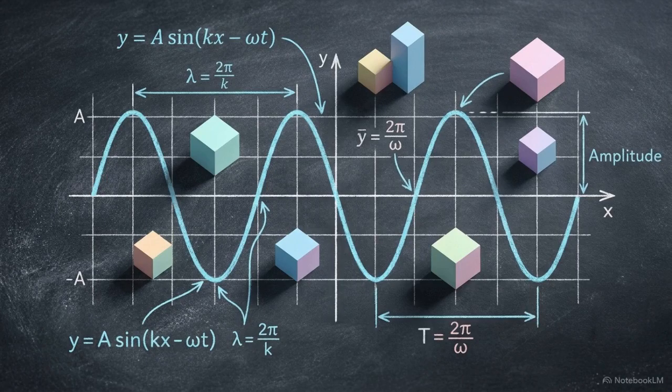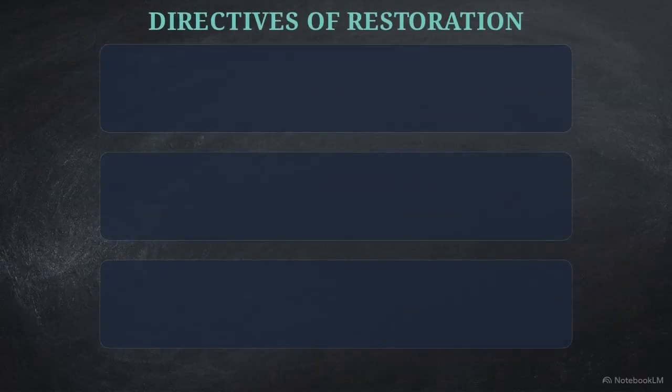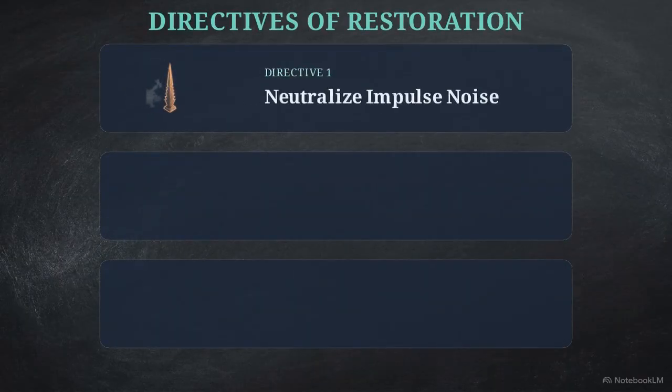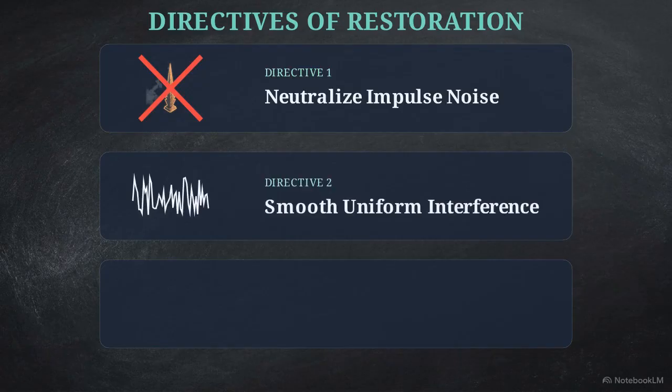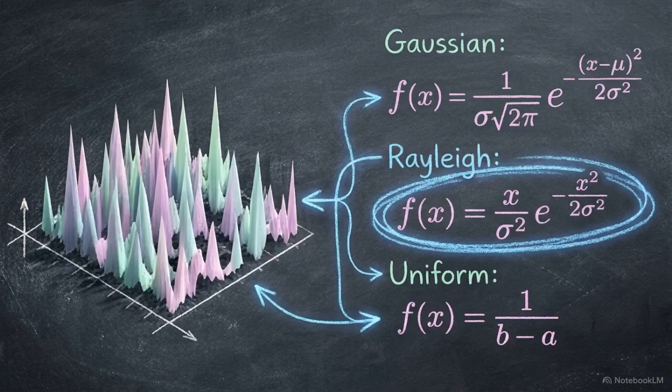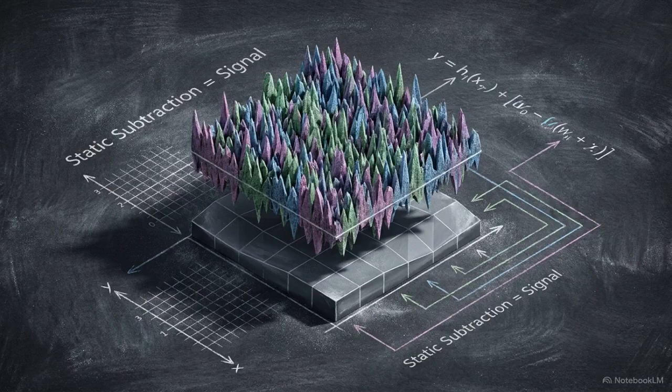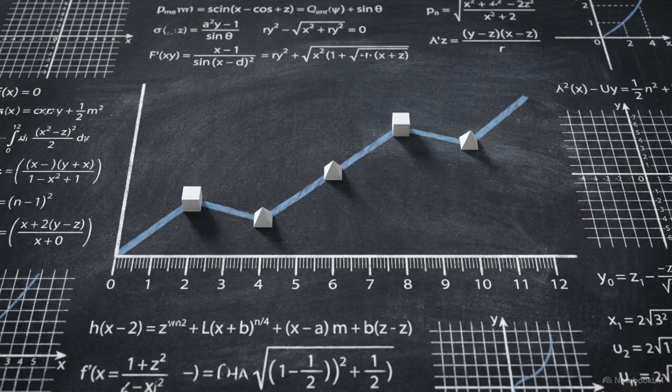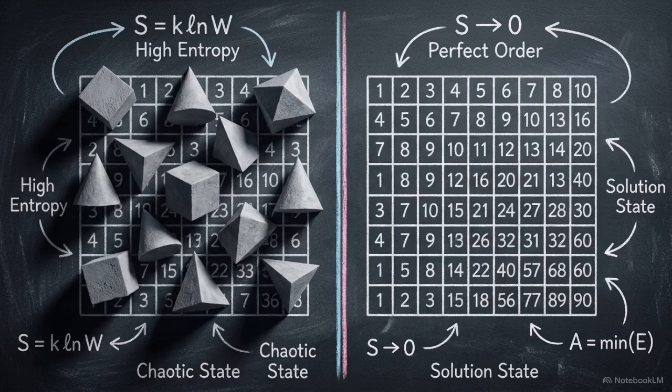True image restoration is guided by 3 directives: neutralize impulse noise, smooth uniform interference, and minimize the distortion of the original signal. There is no universal filter. Success relies on analyzing the specific degradation model and selecting the mathematical tool required to dismantle it. This process is never about aesthetics. It is a strictly objective method used to retrieve data that has been obscured by physical or electronic interference.